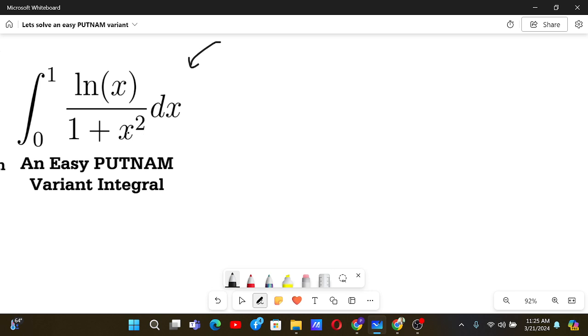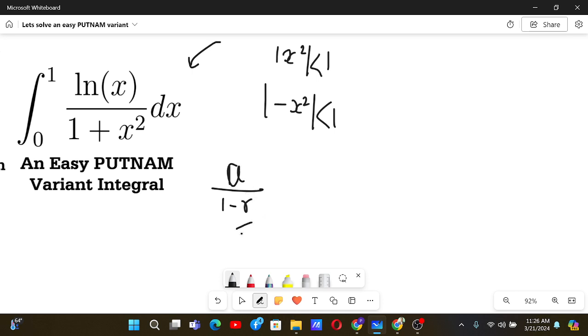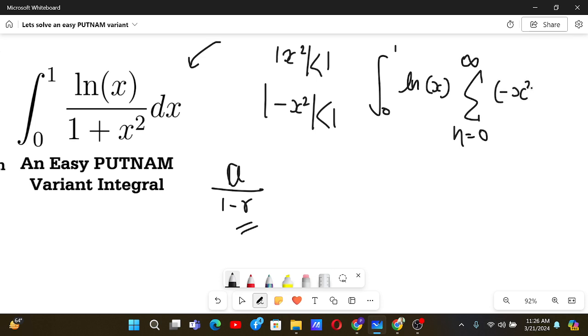First of all, we note that since the value of x is going from 0 to 1, the modulus of x square will be less than 1, and also the modulus of negative x square will be less than 1. Now, we know that a by 1 minus r is the formula for an infinite geometric series. Here also we can apply the infinite geometric series formula, and using that we get the integral from 0 to 1 of ln of x, and then the sum from n equals 0 to infinity of minus x square to the power n, dx.